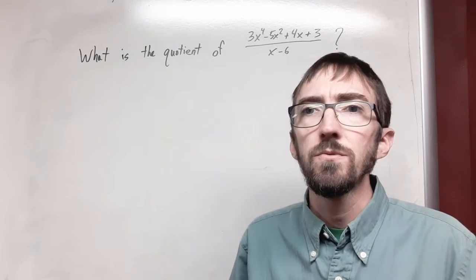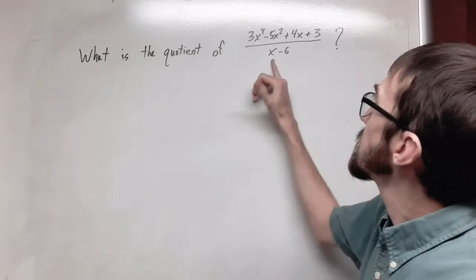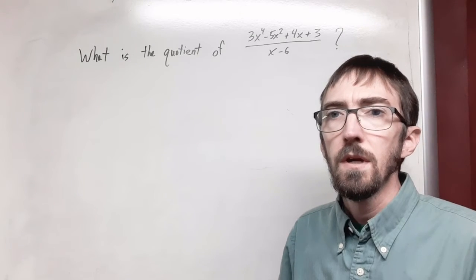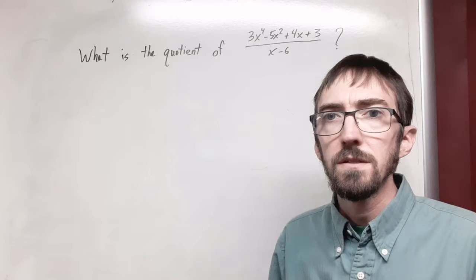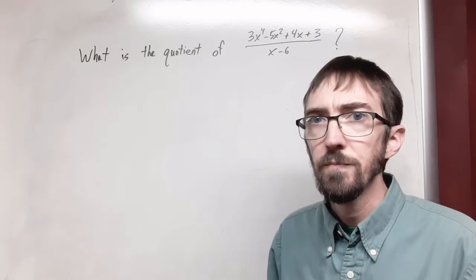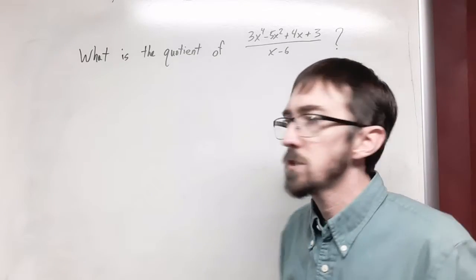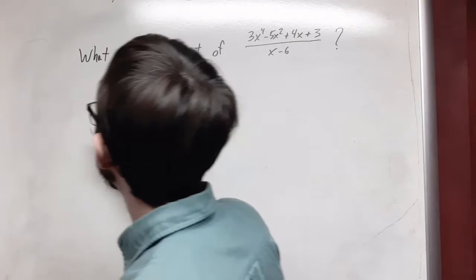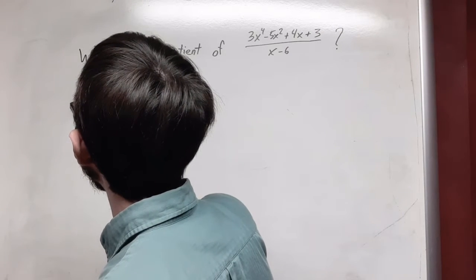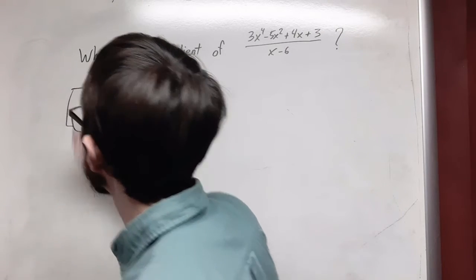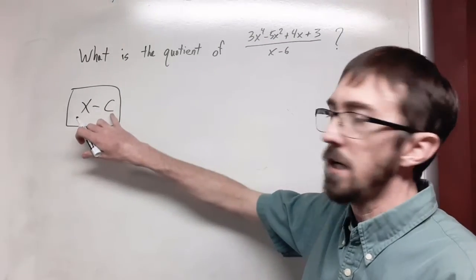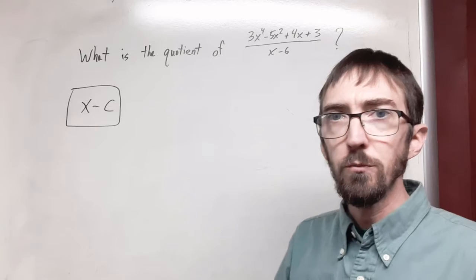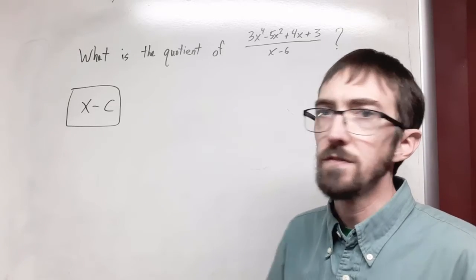All right, we are going to look at finding the quotient of polynomials, and we are going to do this by using a synthetic division technique. When using synthetic division, we need to be looking for dividing by something of this form. This is the independent variable minus a constant. If we have that form, then we can go ahead and proceed with synthetic division.